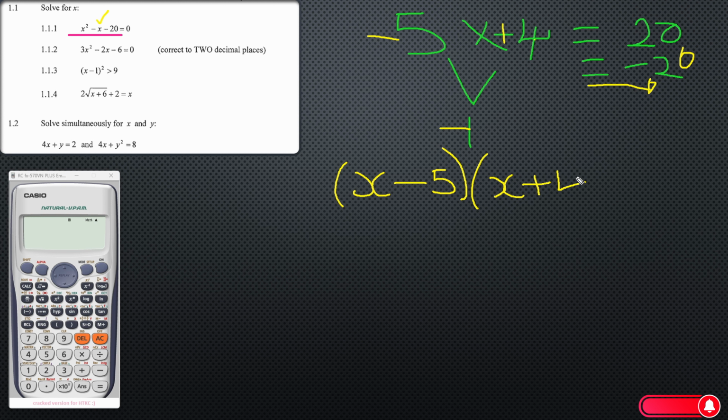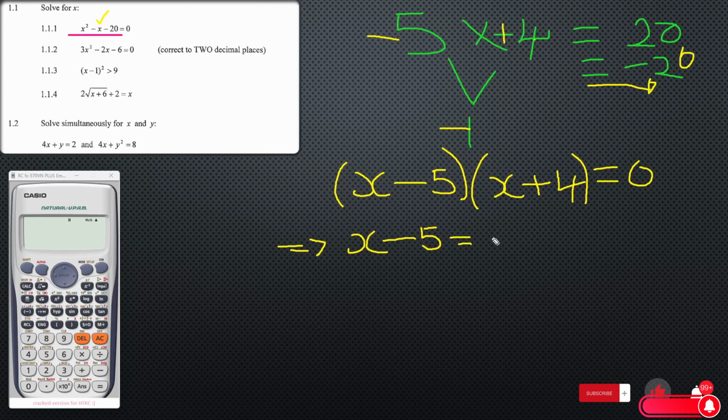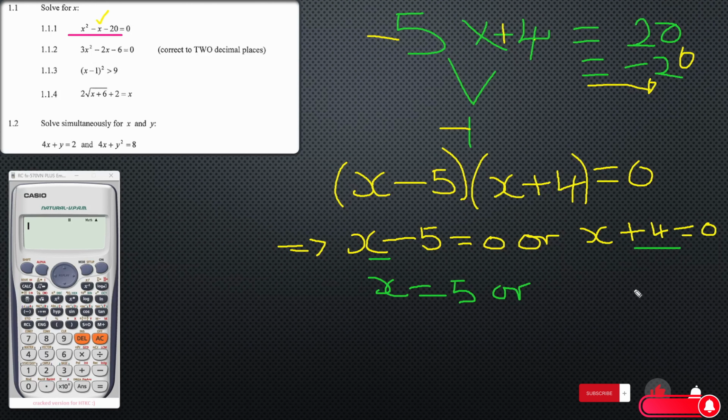So our equation comes to x minus 5 times x plus 4 is equal to 0. This implies that we can now say x minus 5 is equal to 0, or x plus 4 is equal to 0. With that, you take the number to the other side, and x is equal to 5, and then x is equal to negative 4, and then you're done. So then you definitely get your 3 marks.